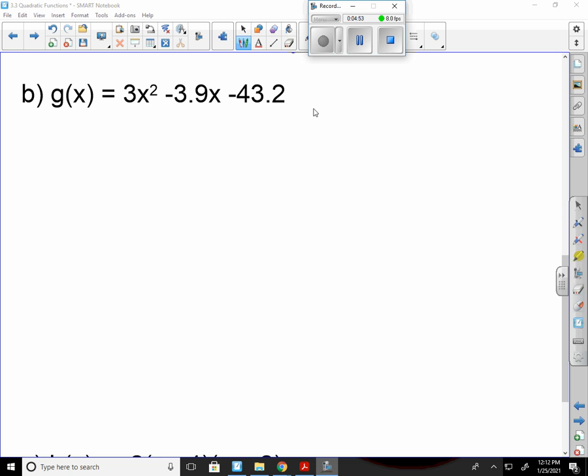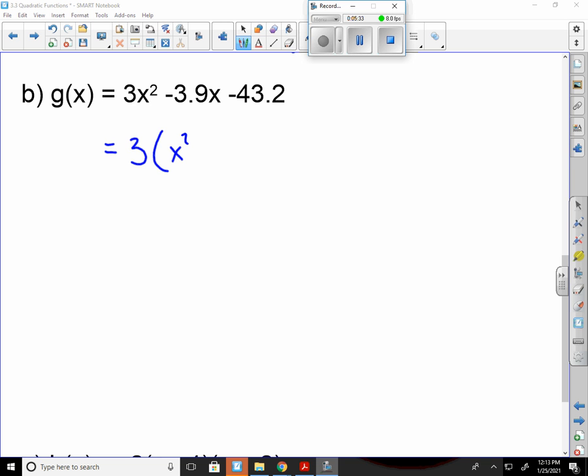Okay, let's try the next example. Here I have 3x squared minus 3.9x minus 43.2. This function is already in polynomial form. So now we have to put it into x-intercept form. In order to do that, I have to factor out a 3. So I need to divide each one of these terms by 3 to get this 3 away from the x squared. So I'm going to pull a 3 out in front.